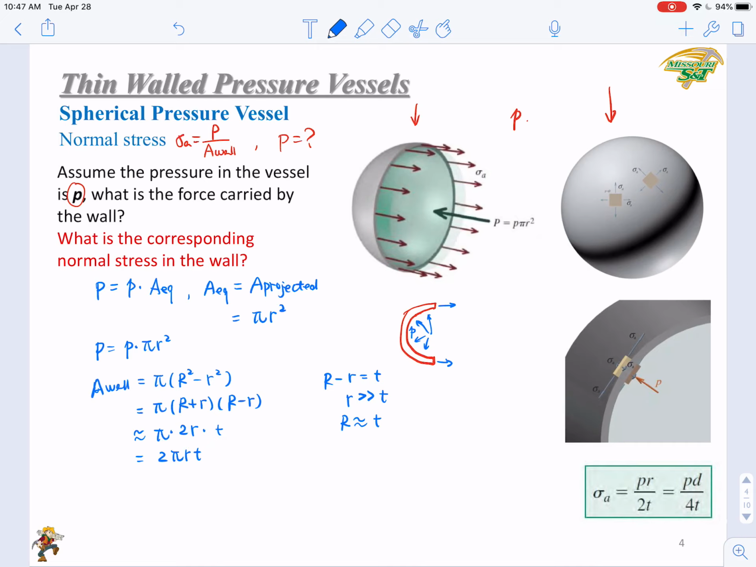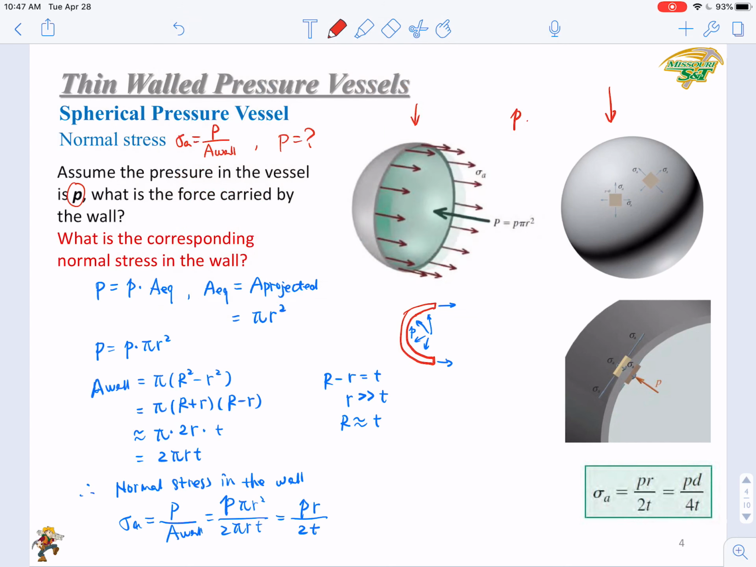Now we can calculate the normal stress in the wall. The normal stress in the wall, sigma A, equals P over A wall. The P is pressure times pi r squared, over 2 pi R t. So that would be PR over 2t.